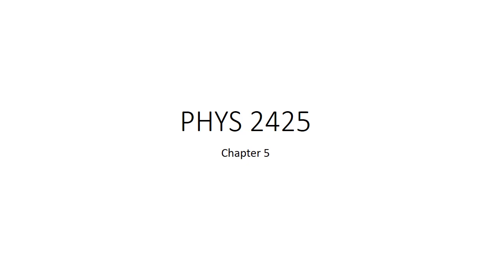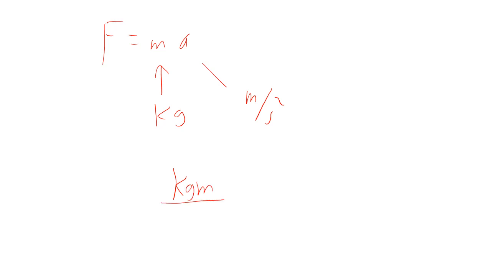So in the last lecture, we introduced the idea that F equals ma. So now we want to talk about units of force. F equals ma. So in SI units, this is kilogram, and that is meter per second squared. So a unit of force would be a kilogram meter per second squared. And we call that a Newton.